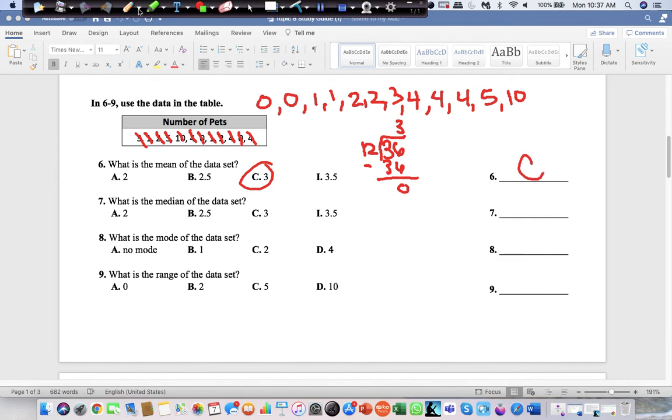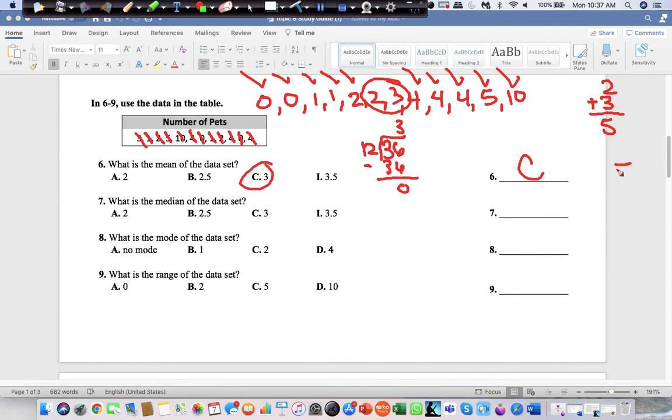Okay, and then it says, what is the median of the data set? Remember, the median is the middle, so we want to check off at either end until we get to the one in the middle. There's an even number of numbers in this problem, so we are going to have 2 numbers in the middle, and that is 2 and 3. We cannot have 2 medians, though, so what we need to do is add them up and divide by 2.